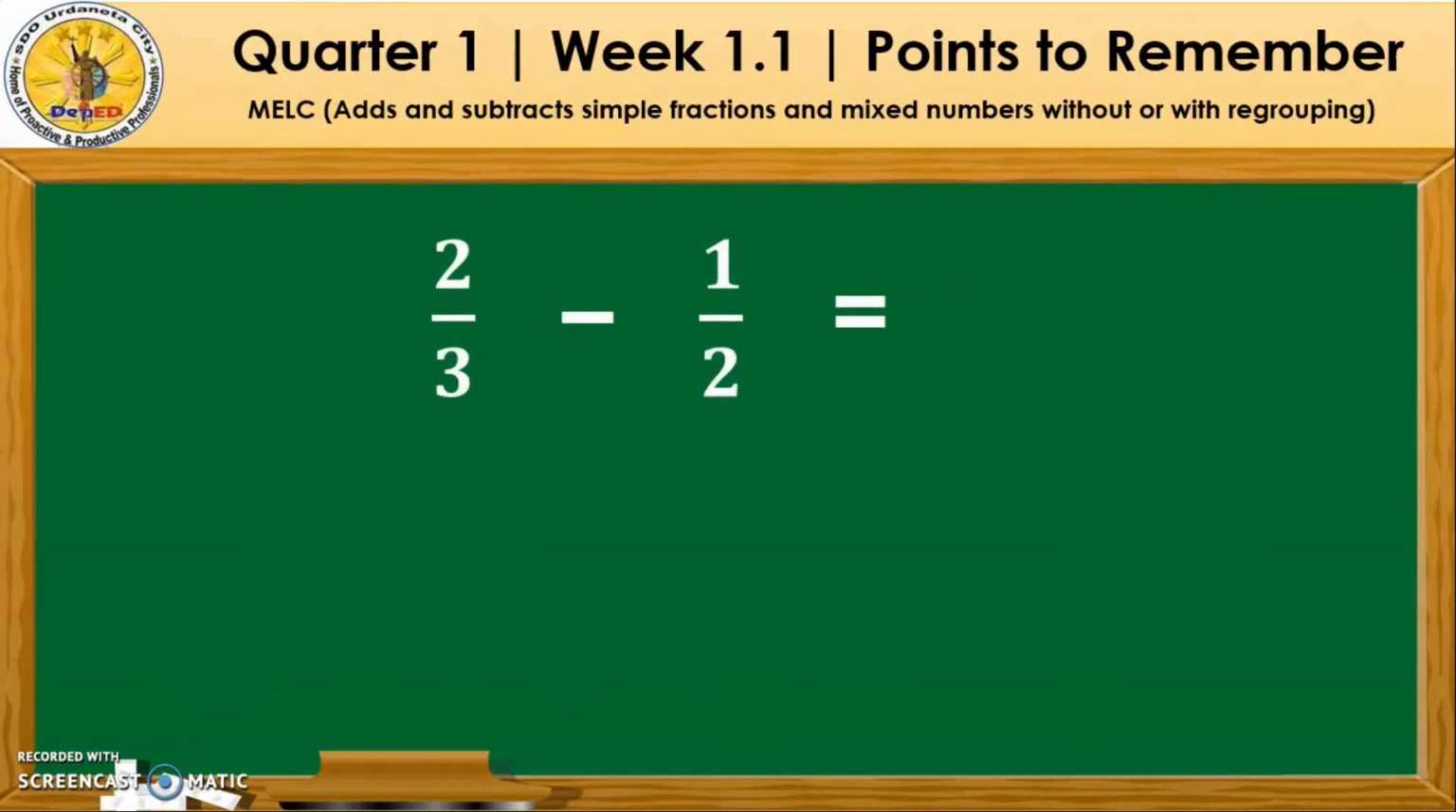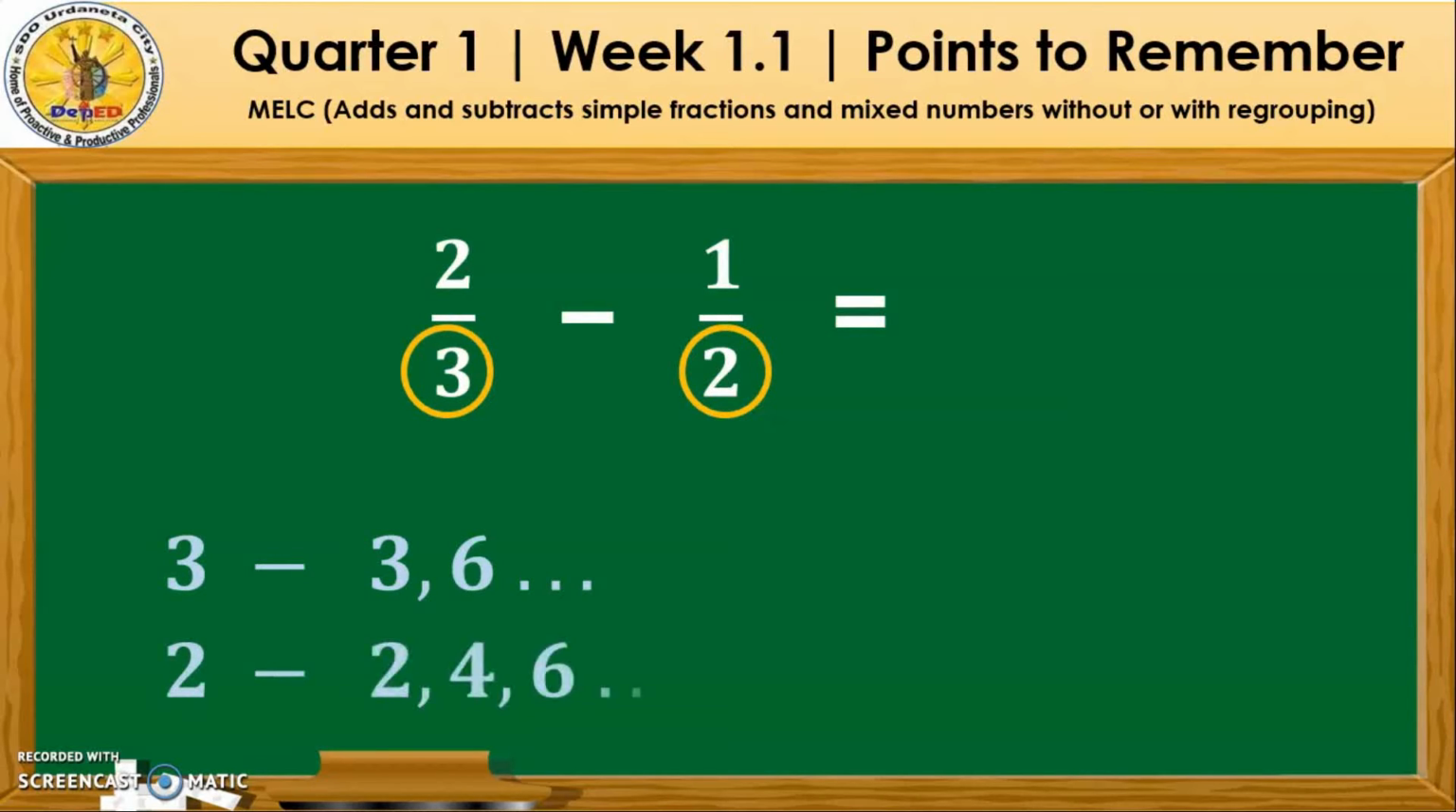Let's apply the steps in the given expression. We have 2/3 minus 1/2. For the first step, let's get the LCD of 3 and 2. Multiples of 3 are, while multiples of 2 are. Now we can see that their LCD is 6.